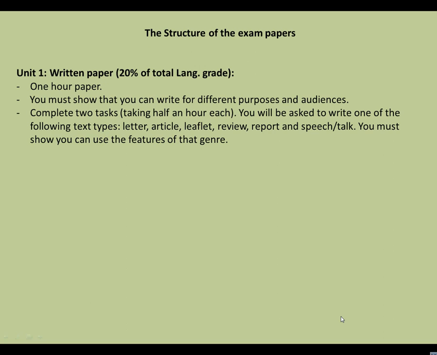Okay, first of all, let's look at the exam paper you'd expect to find this on. Now this is for the Welsh board, but what I'm going to show you today works with any of the exam papers. So this will be found on the written paper, which is 20% of your total language grade.